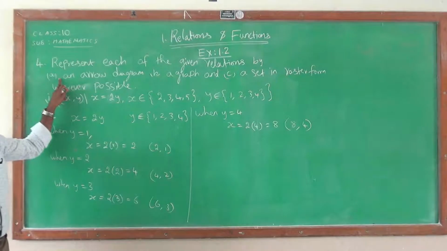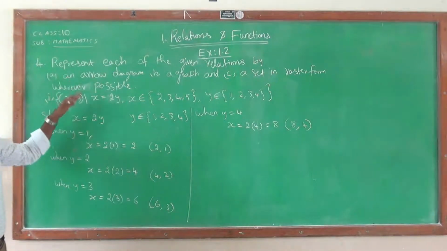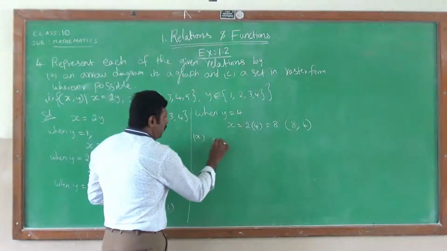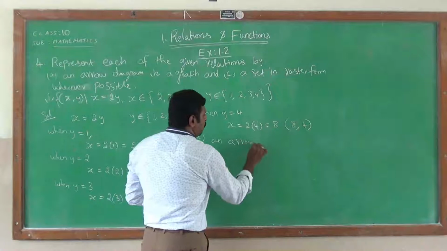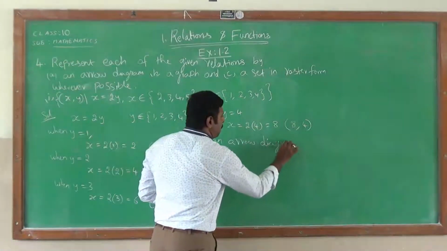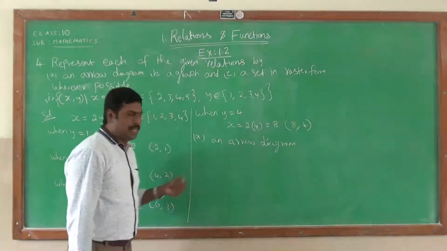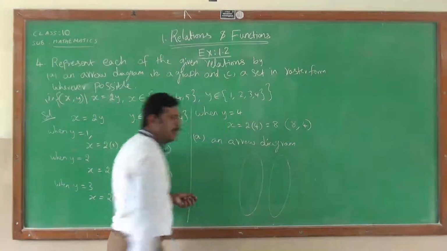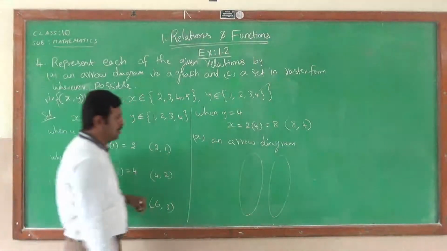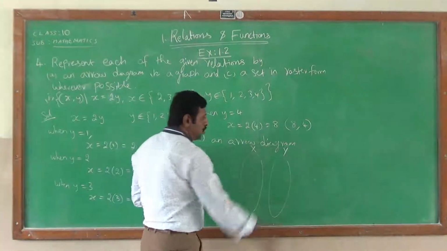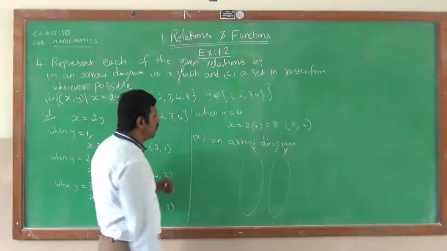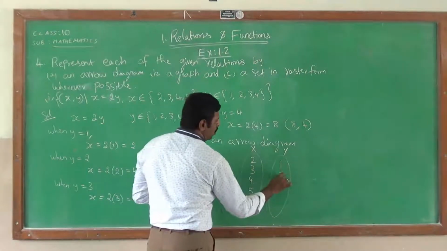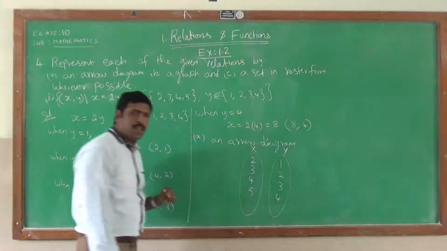Now first we want to write an arrow diagram, to represent the given function in the form of an arrow diagram. Let me take two sets, the first set and then the second set. The first set is given as x and the second set we take as y, right? The first set elements are 2, 3, 4, 5. Here we have 1, 2, 3, 4.